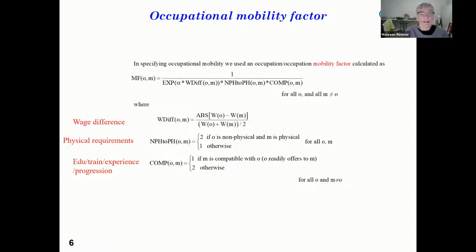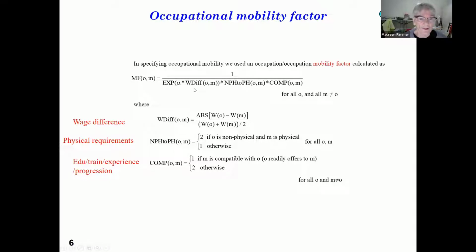In specifying the occupational mobility, we used an occupation to occupation mobility factor, MF, calculated as follows. There's an MF formula for the mobility that would allow you to go from O to M. So you can see there are 3 factors in the bottom line of that mobility factor. One has to do with wage differences, and the bigger the wage difference, the higher the value of the term in the bottom line, X alpha wage diff.